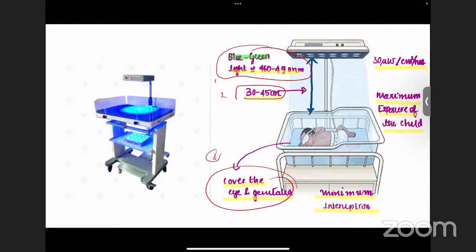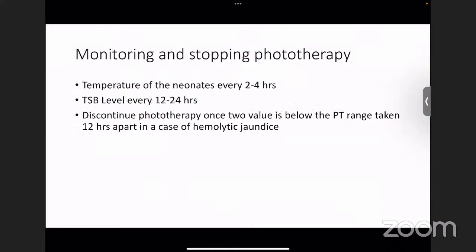Minimum interruption except for feeding and changing the diaper. Maximum exposure of the child, covering only the eyes and genitalia, and the irradiation should be 30 microwatt per centimeter square per nanometer. Whenever you give phototherapy, always monitor the temperature, because they are more prone to hypothermia, every 2 to 4 hours. TSB should be monitored every 12 to 24 hours.